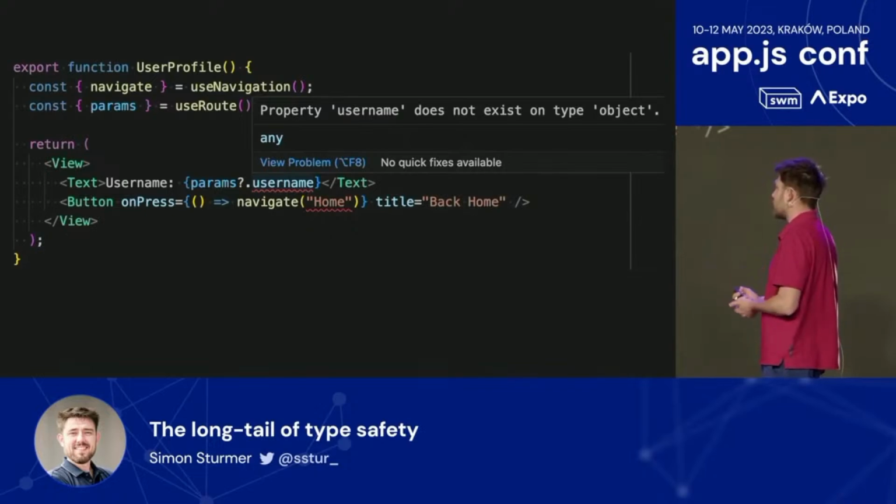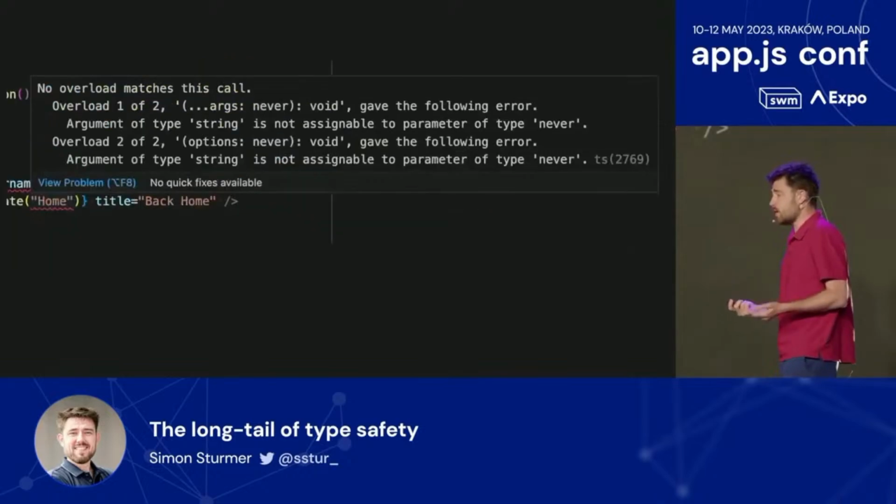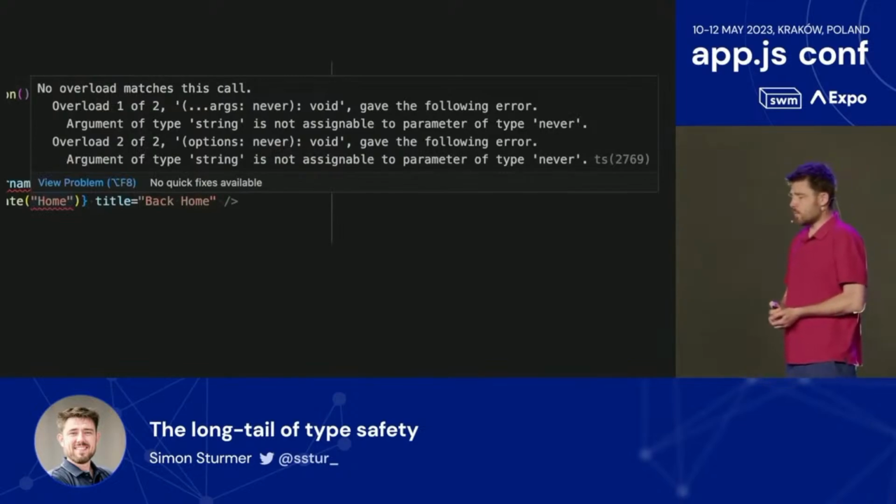We have no way of knowing that at compile time, right? We have no idea if there is a page called home that you can actually navigate to, or worse, you're going to see an error like this, which you're like, I don't even know what to do with that, right? So what do?